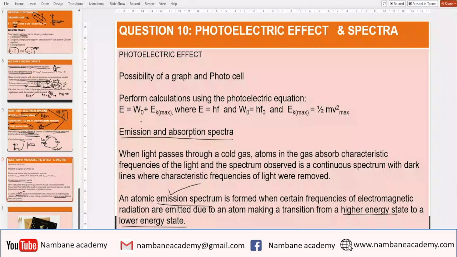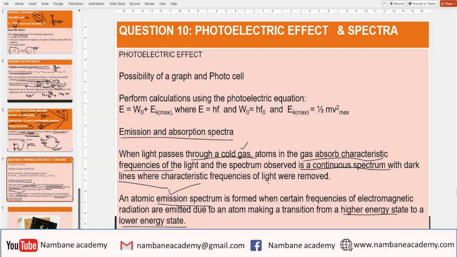Whereas with the absorption spectrum, a gas is used, and it is going to absorb some of the characteristic frequencies, which are a form of energy. From there, what are we going to observe? We are going to observe a continuous spectrum with dark lines. So these two we need to look at, and this is a typical multiple choice question or an explanation question.